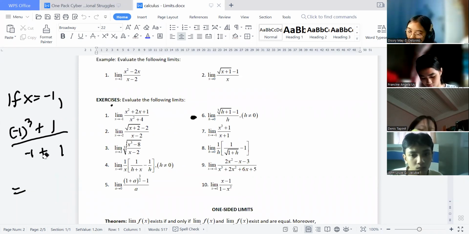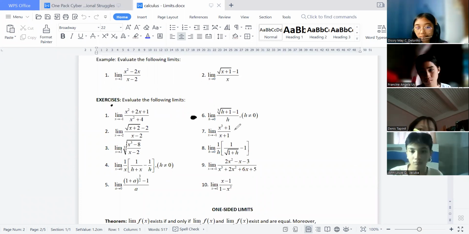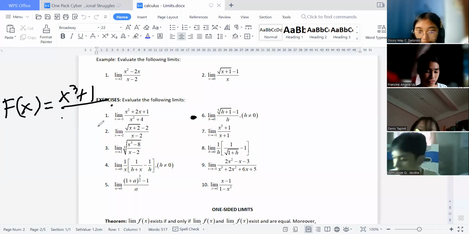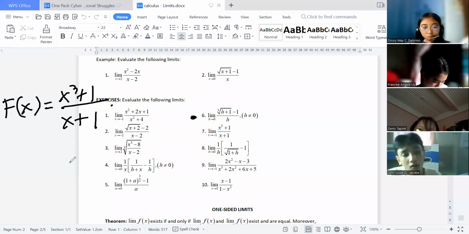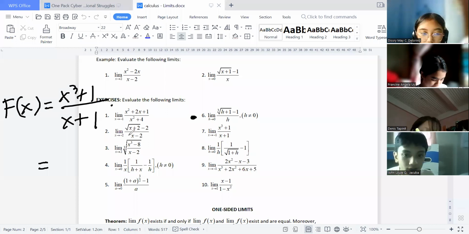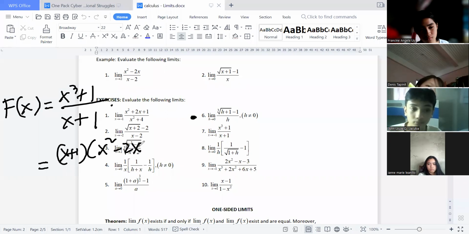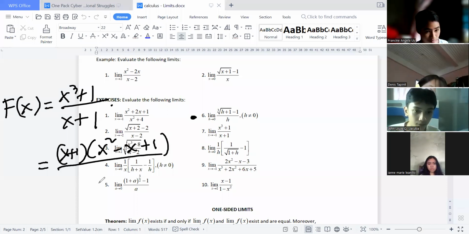Okay, let us try to find the limit. So in number 7 class, as you observe, your capital letter f of x is equal to x cubed plus 1 over x plus 1. Any suggestion to find the capital letter g of x? Factor it, sir. It is factorable. Easy. So it will be x plus 1 times x squared minus x plus 1 over x plus 1, right?